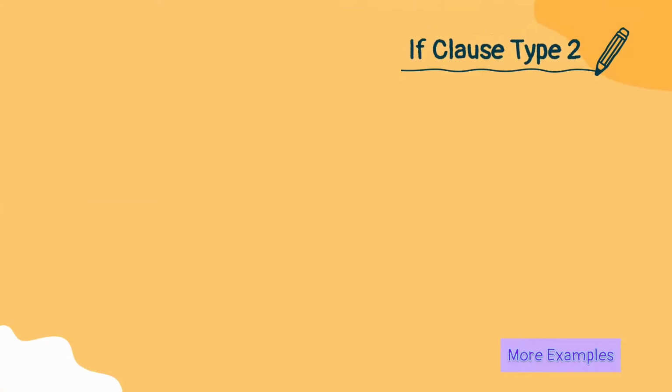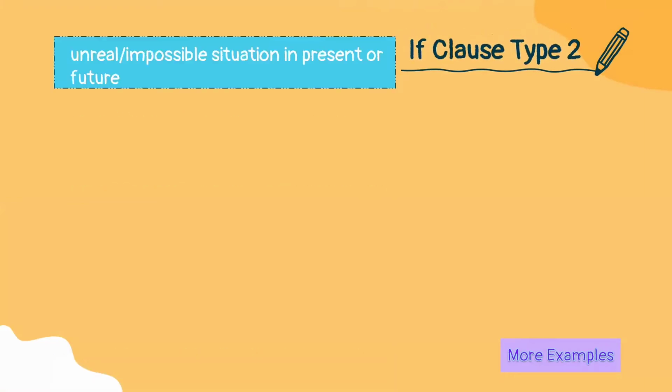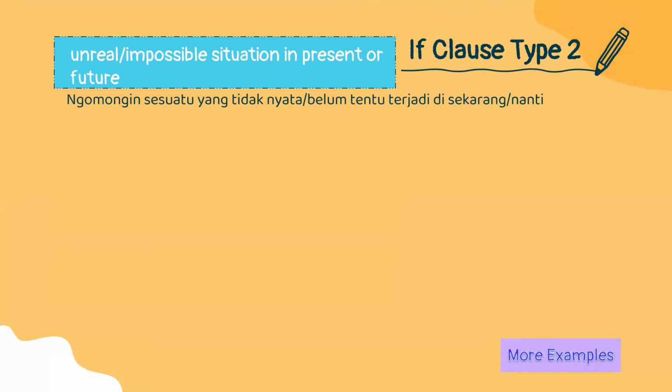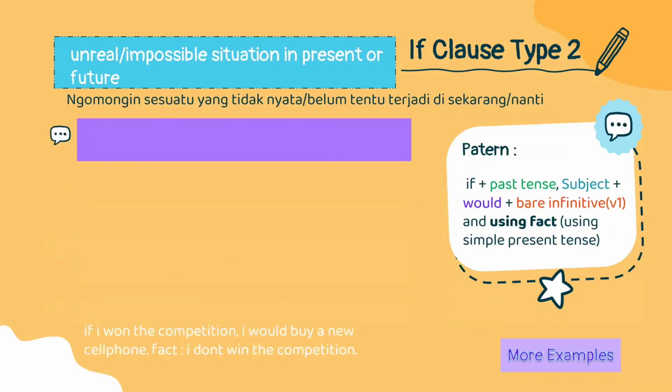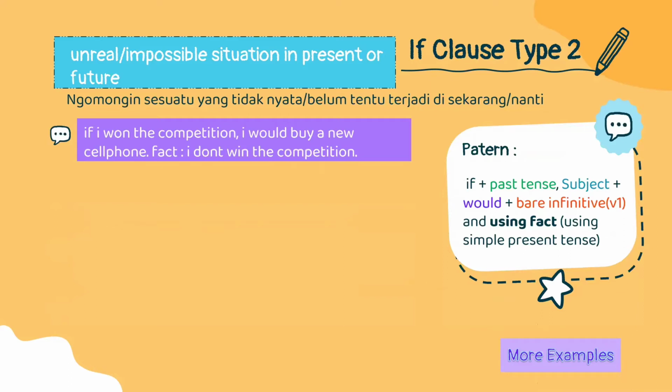If clause type 2. Unreal or impossible situation in present or future. Ngomongin apa sih? Ngomongin sesuatu yang tidak nyata atau belum tentu terjadi di sekarang atau nanti. The pattern is if plus past tense, subject plus would plus bare infinitive verb 1, and using fact. The fact uses simple present tense. For example, if I won the competition, I would buy a new cell phone. Fact, I don't win the competition.